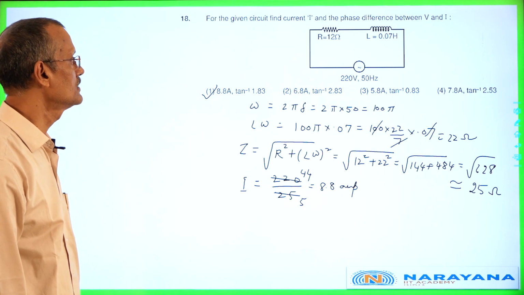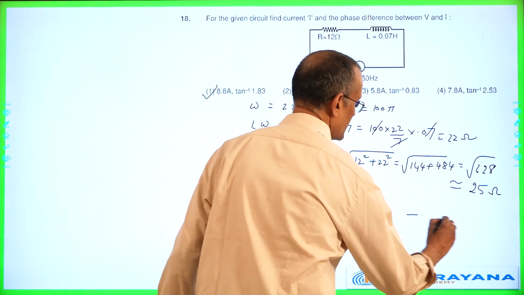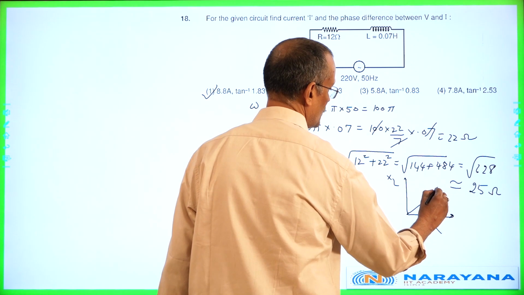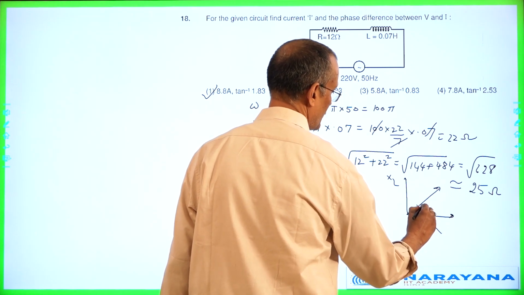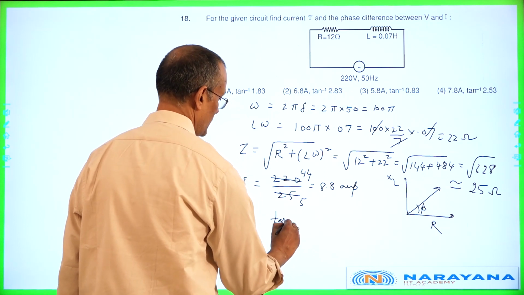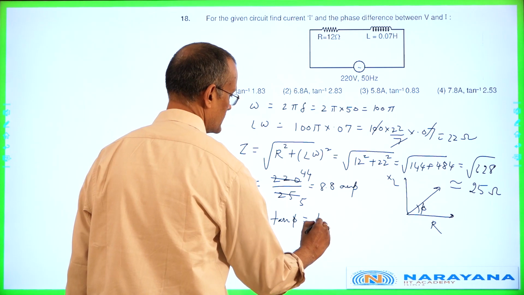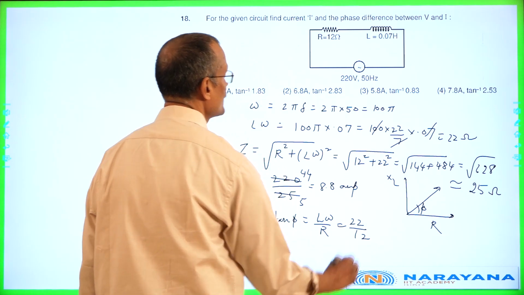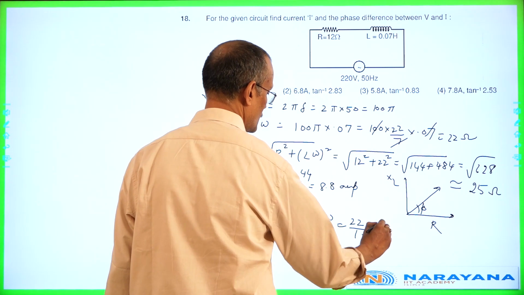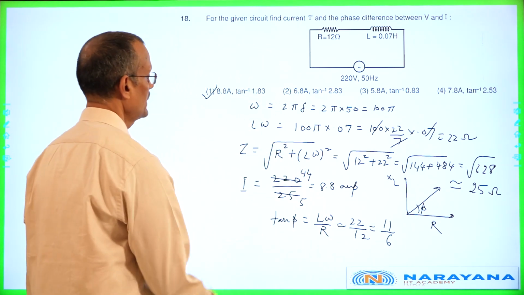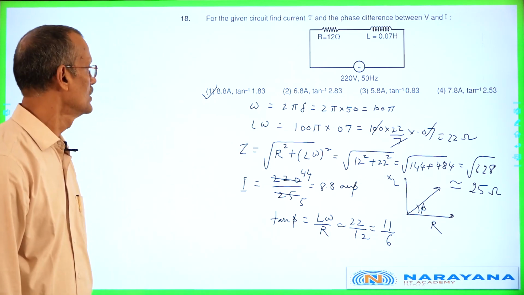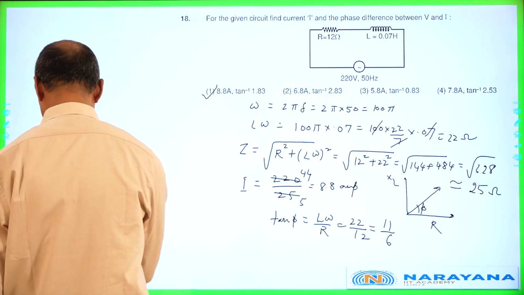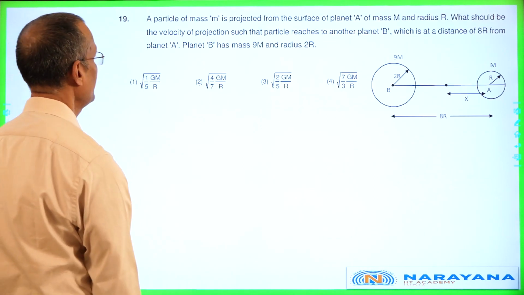But if you want to find it out, because it is an LR circuit, here it is R, here you will go for XL. You want the phase difference, so if you take phi, tan phi will become XL, that is L omega by R, L omega is 22, R is 12. So, it will become 11 by 6, nearly tan inverse 1.83 you are getting. So, the answer will be 1. Tell me, did you follow it clearly? If you have followed it, let us move to number 19 now.